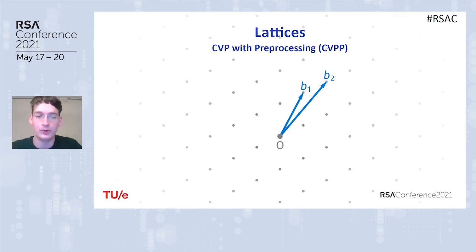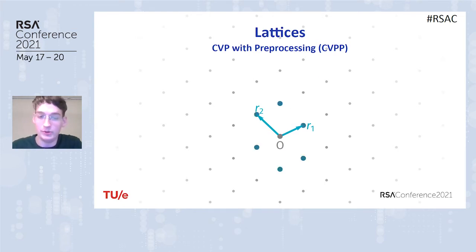And in this talk, I will focus on the closest vector problem with preprocessing, which says that I first give you a description of a lattice, say, again, a basis, B1 and B2. Now you can do anything to it. For instance, you can find a nicer basis for the same lattice, R1 and R2. Maybe you want to enumerate all short vectors. You can do whatever you want. Maybe store them in some data structure.